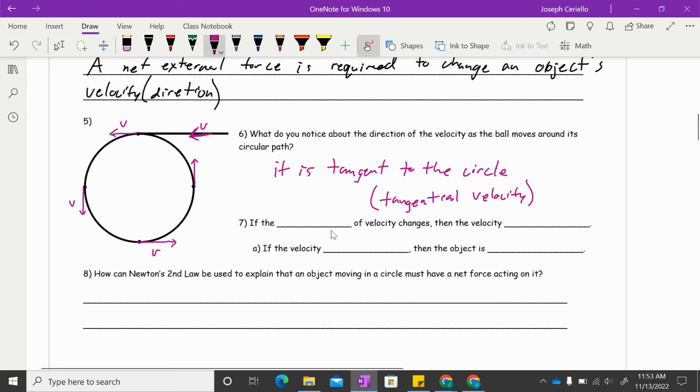So one thing I really want to emphasize today is that if the direction of the velocity changes, then the velocity changes. A lot of people think velocity is only referring to the value, like 10 meters per second, 12 meters per second. No. It also refers to the direction. So even if the magnitude doesn't change, if the direction is changing, the velocity is changing. And if the velocity changes, then the object is accelerating.